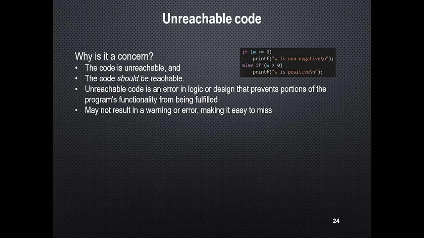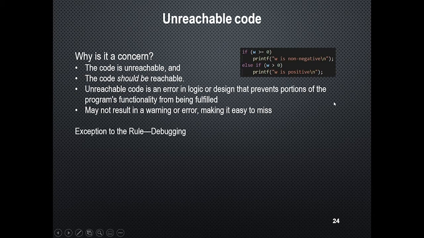Actually, I'd say that most of the time, unreachable code will not produce a warning or an error, which is the case with this example above, where the second print statement will never execute because the condition that leads to it, w is greater than or equal to 0, or w is greater than 0, is subsumed by the first condition, w is greater than or equal to 0.